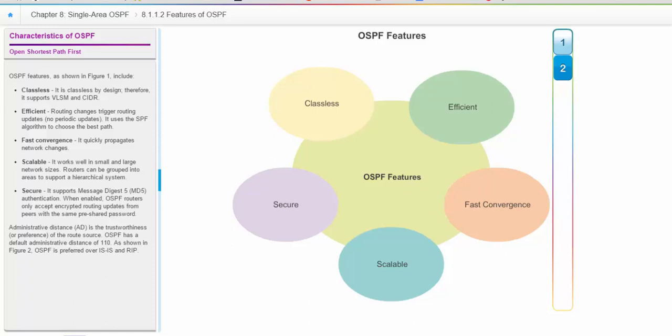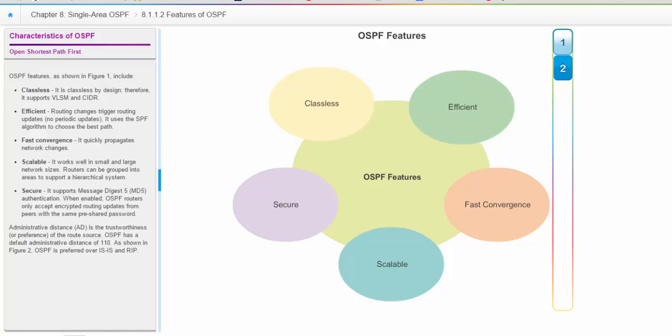It uses the shortest path first algorithm to choose its best path. There is fast convergence. It quickly propagates network changes. It's scalable. It works well in small and large network sizes. The routers can be grouped into areas to support a hierarchical system, and it's also considered secure. It supports message digest 5 or MD5 authentication, and when enabled, your OSPF routers only accept encrypted routing updates from peers with the same pre-shared password.